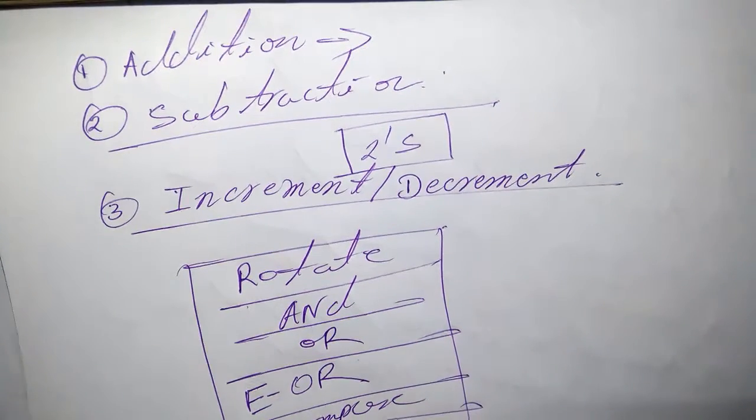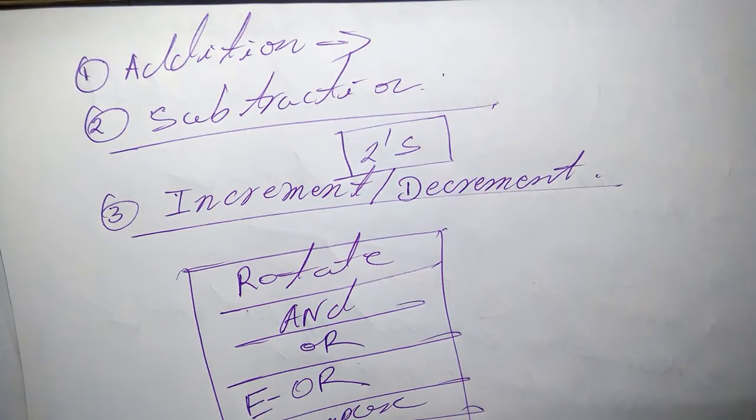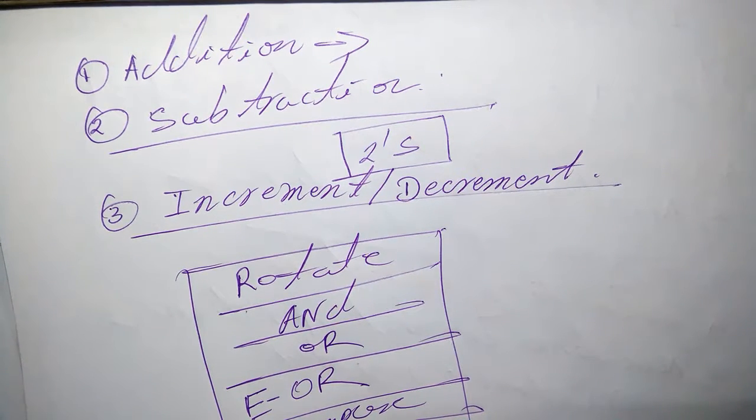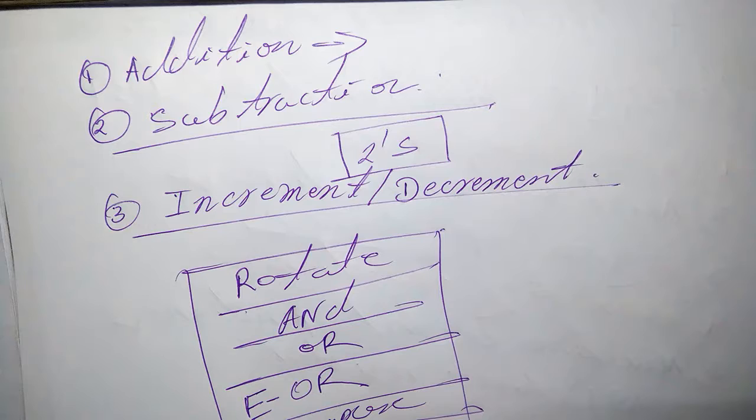Now compare. What is compare in logical operations? Any 8-bit number or the contents of a register or a memory location can be compared for equality, greater than or less than with the contents of the accumulator. Now complement. The contents of the accumulator can be complemented: all 0s are replaced by 1s and all 1s are replaced by 0s.